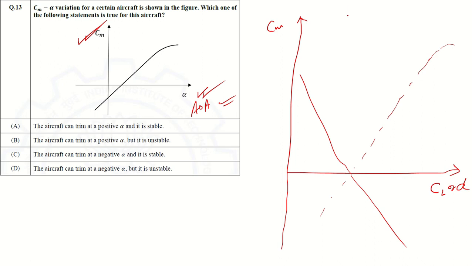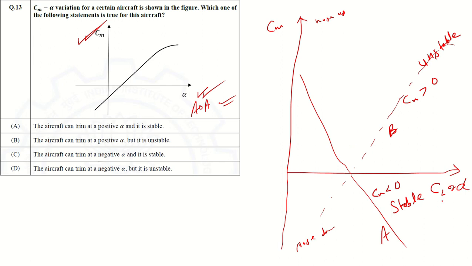So here we can say this is nose up and here is nose down. This is aeroplane A, this is aeroplane B. If CM is greater than 0, we can say unstable. If CM is less than 0, it is stable. Okay, it is stable. So this is the condition for CM versus alpha.